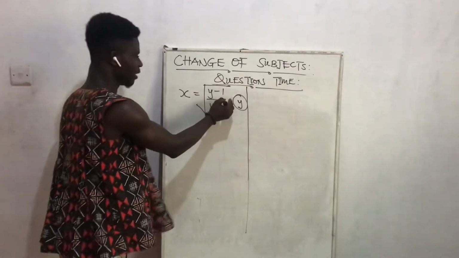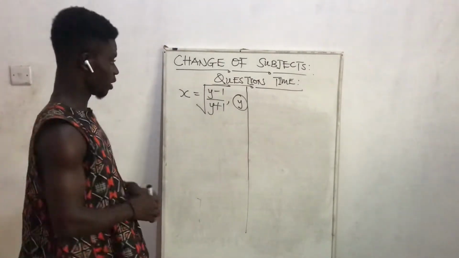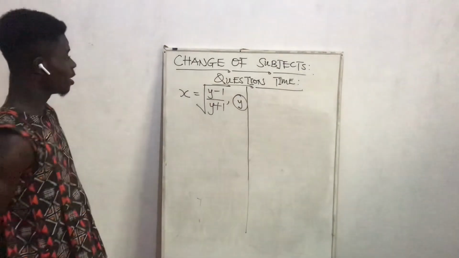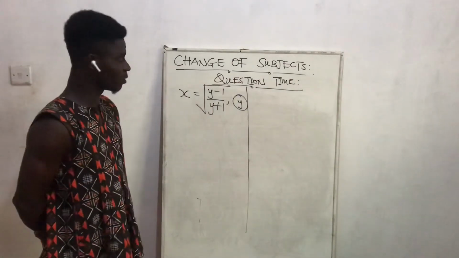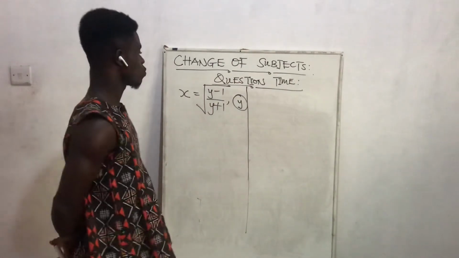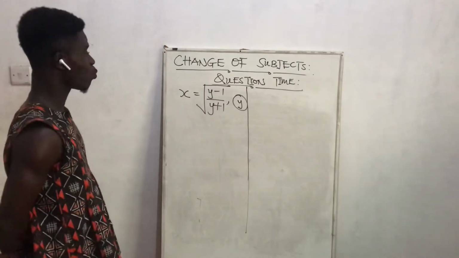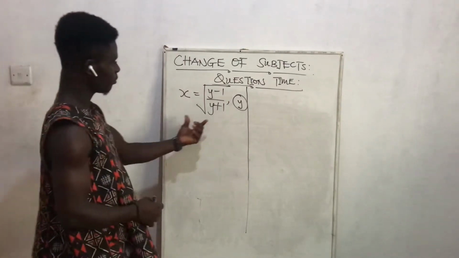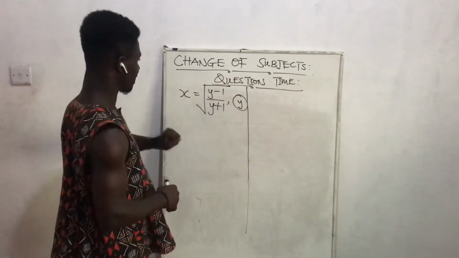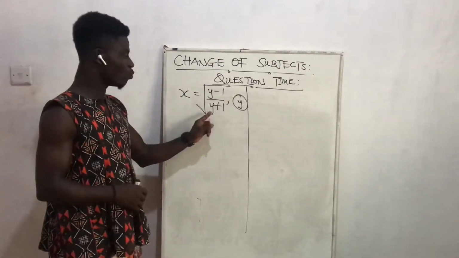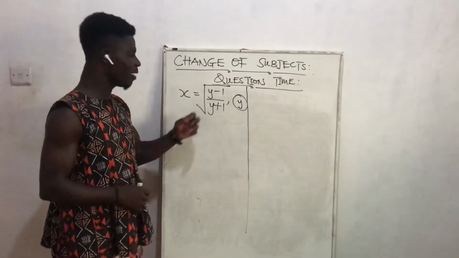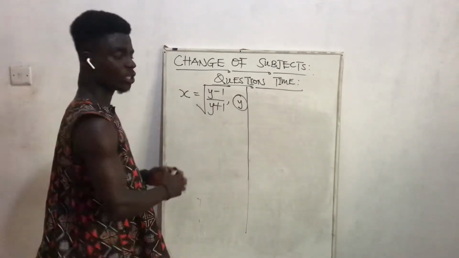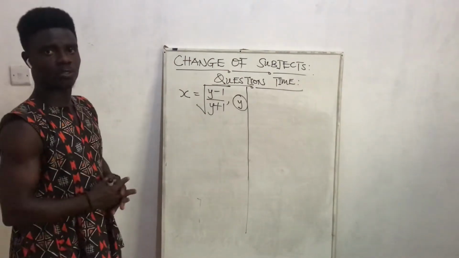So here we are making the circled variable the subject, which is y. We are making y the subject. So we have x equals the square root of y minus 1 all over y plus 1. Now we want y, but here we have a square root. This equation contains a square root. So how do we do it?